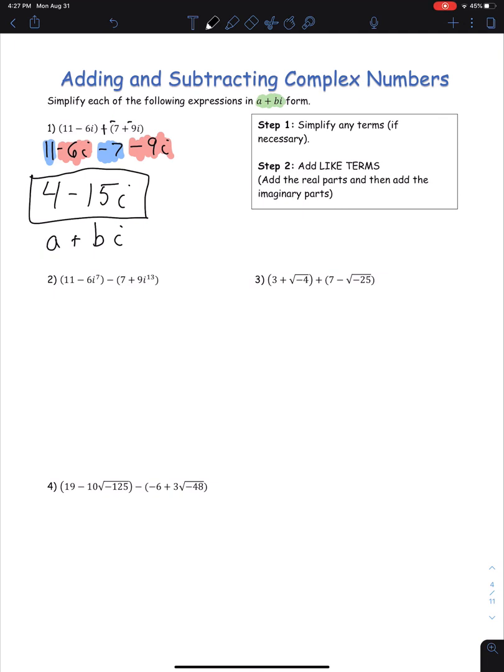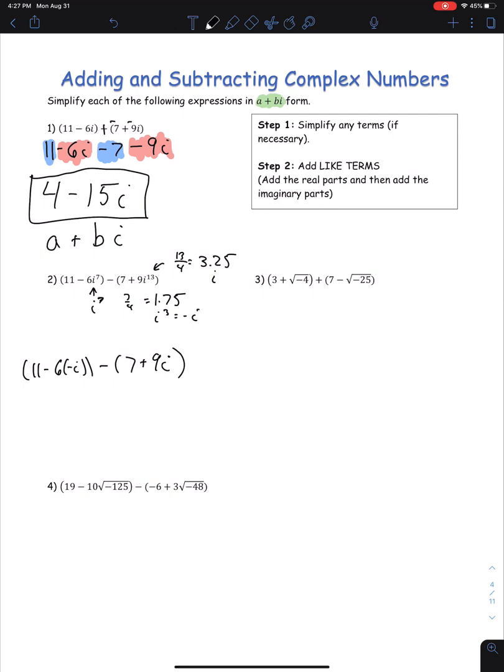Number 2, very similar rules. Simplify what we can simplify. Well, we can simplify i to the 7th. That would be 7 divided by 4, which is 1.75. So that would be i to the 3rd, which is negative i. So that'd be 11 minus 6 times negative i. And i to the 13th is just going to be 13 divided by 4 is 3.25, which is just i. So it'll be minus 7 plus 9i.